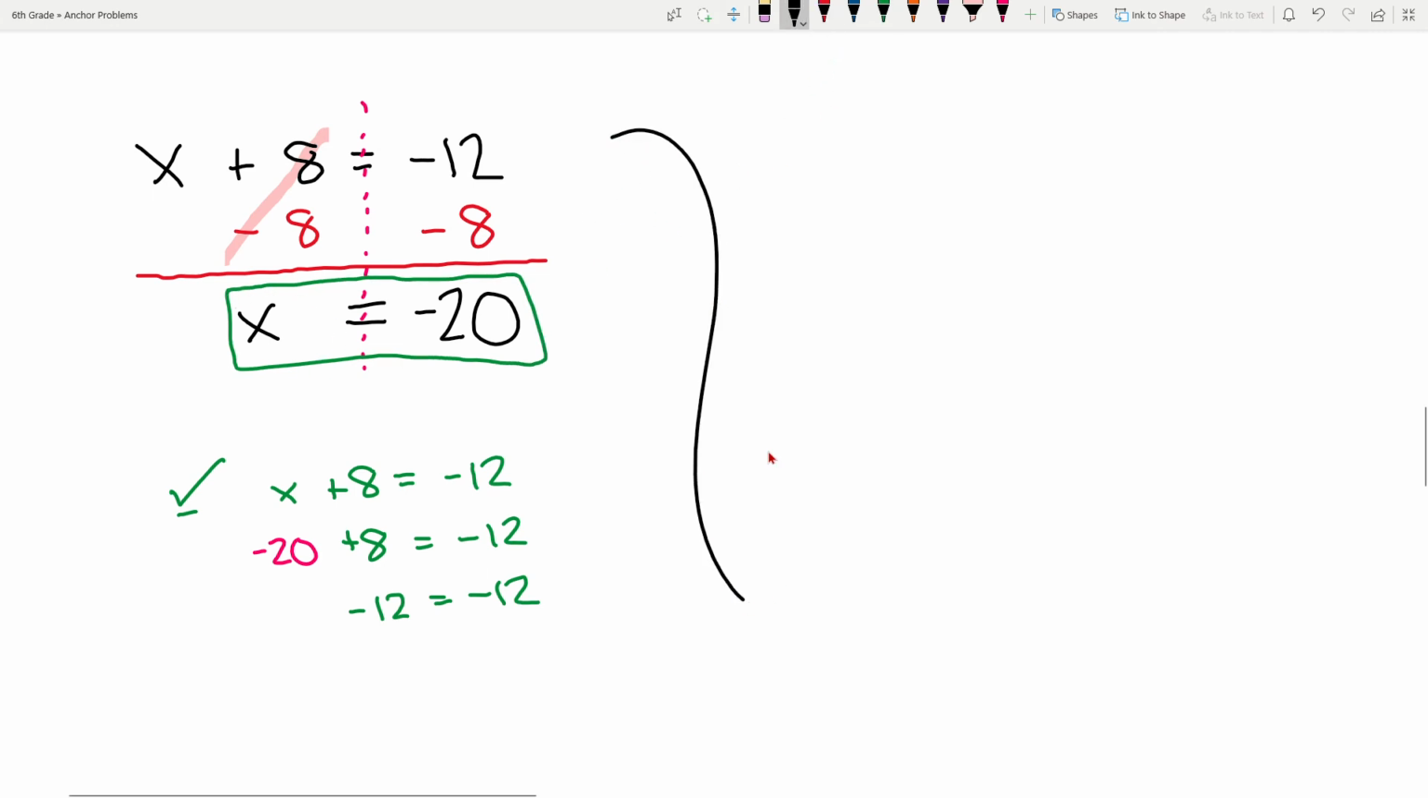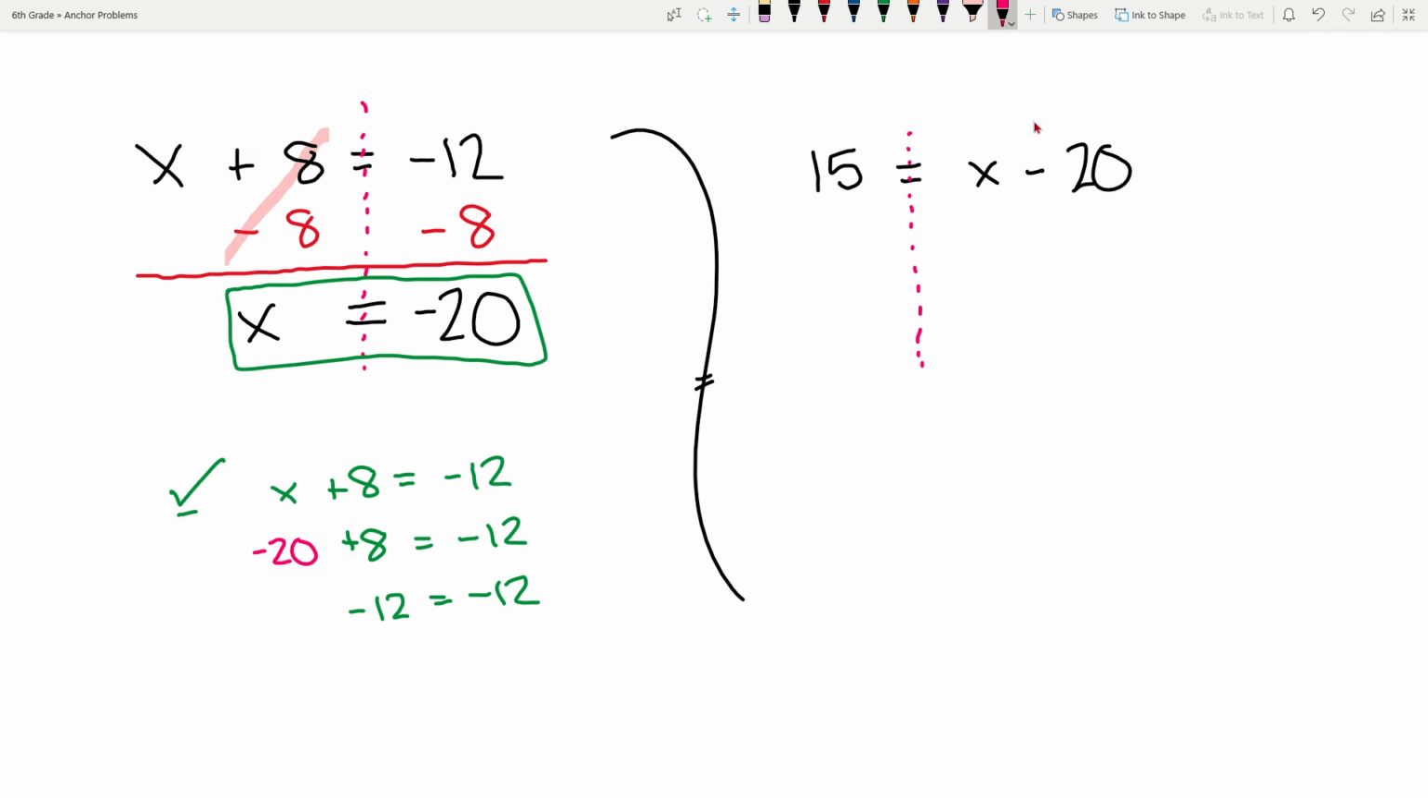Now, what about when the variable's not on the left side? When we have something like 15 equals x minus 20. That means 15 is equal to something minus 20. Well, our variable's now on the right side. And for some of us, if it helps to draw a little dotted line to separate the left side from the right side so we can visually see, then do that.